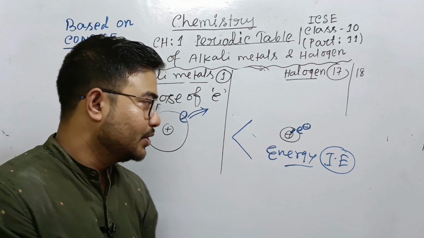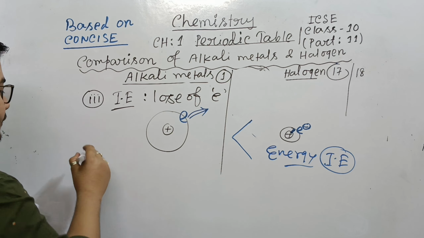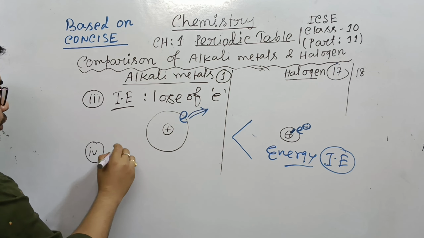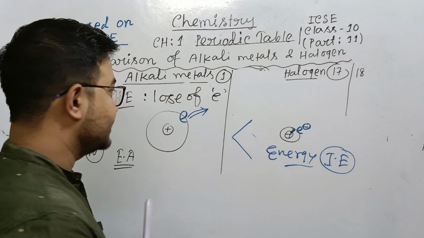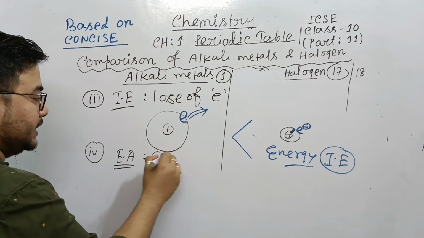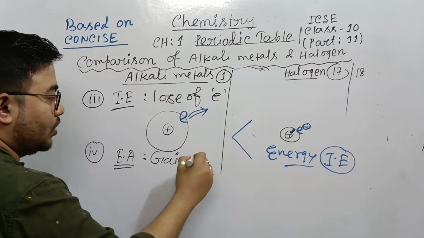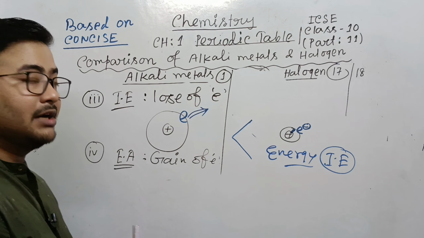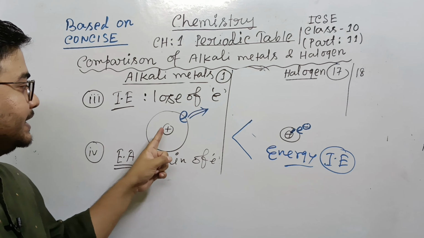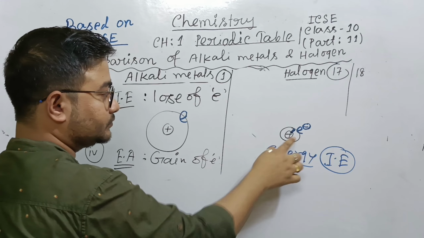Do you understand? Okay, now the fourth point, for comparison. The fourth point is electron affinity, already discussed in the previous part. What is electron affinity? Opposite of ionization energy, gain of an electron. Now based on the same diagram, you tell me, here the radius is more and here the radius is less.